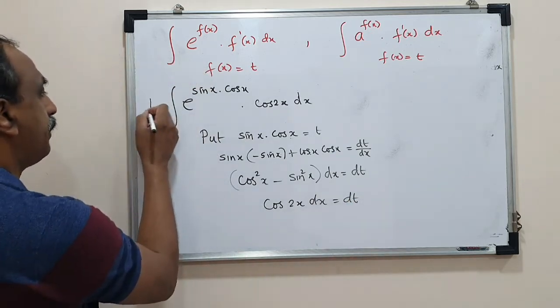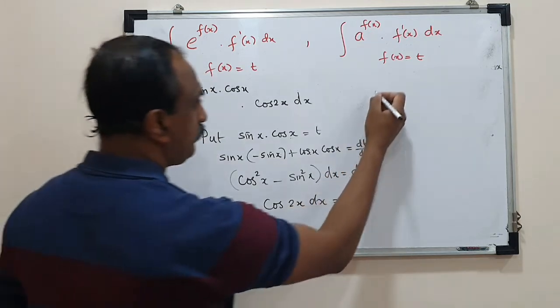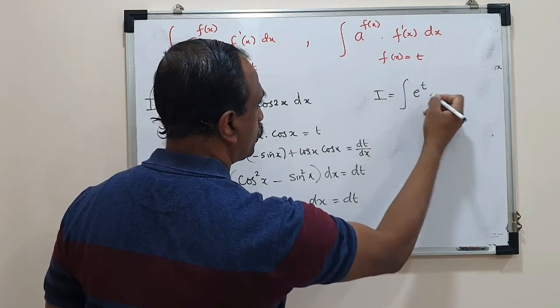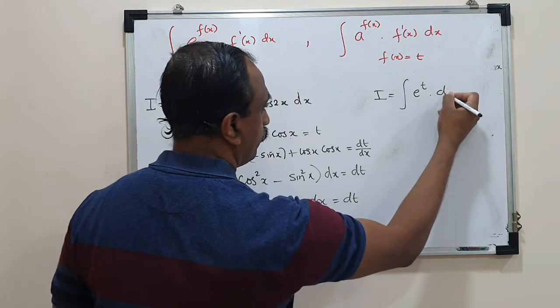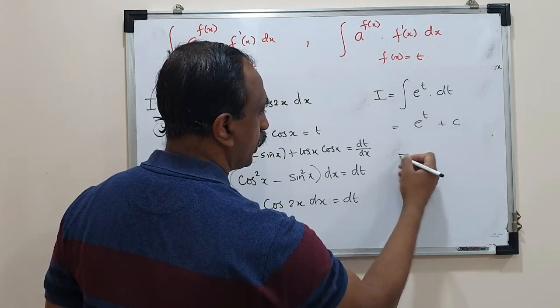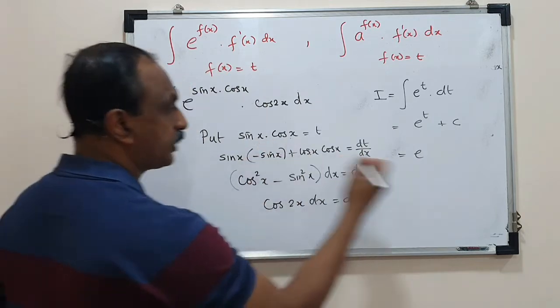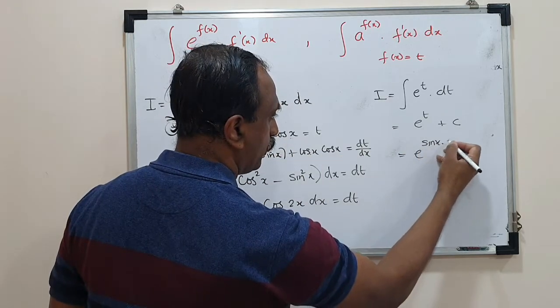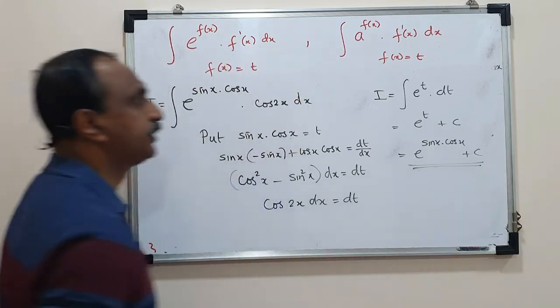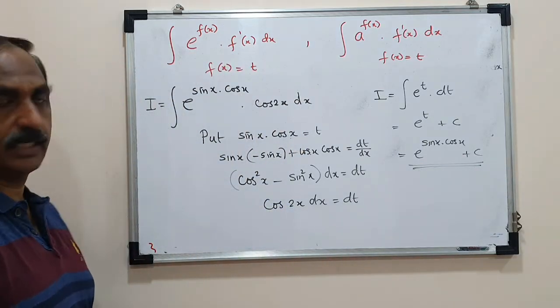So the function can now be replaced as I is equal to integral e raised to t into dt, whose integral is e raised to t itself. So your answer became e raised to t, that is, sin x into cos x plus c. I did a very simple problem so that you can easily understand the concept here.